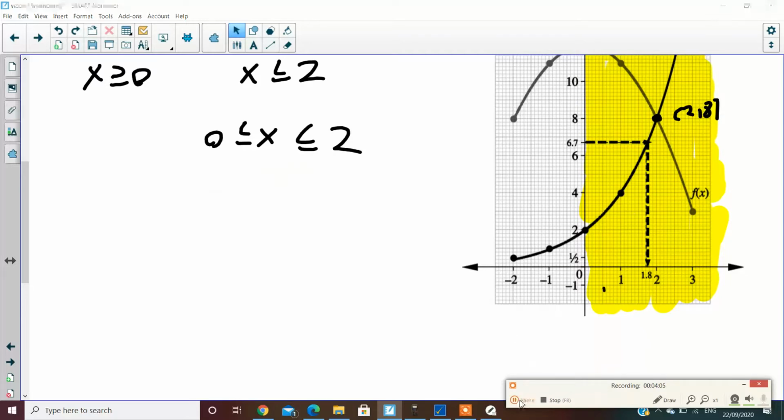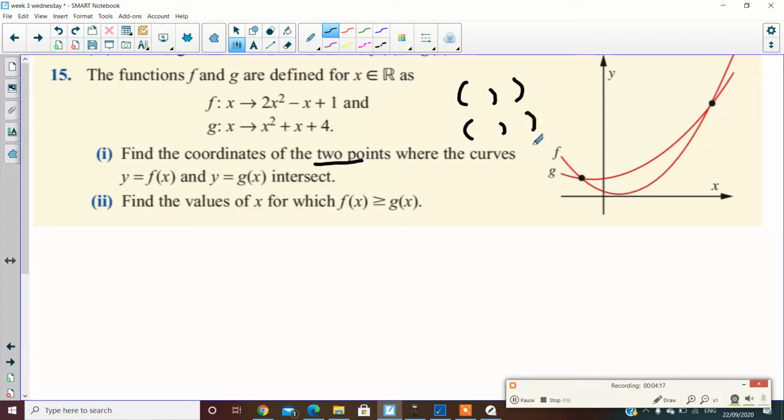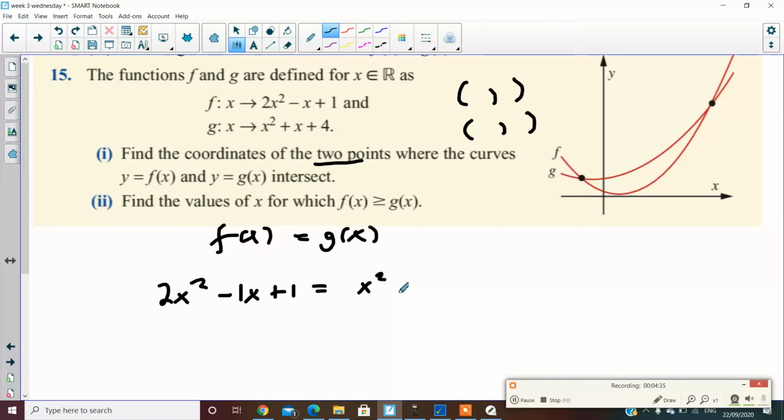All right, any questions? Find the coordinates of the 2 points where the curves f of x and g of x intersect. Coordinates means x value and y value. Does everybody agree with that? Now, here's how you do this. You just say f of x equals g of x. Cool with that? 2x squared minus 1x plus 1 equals x squared plus x plus 4.